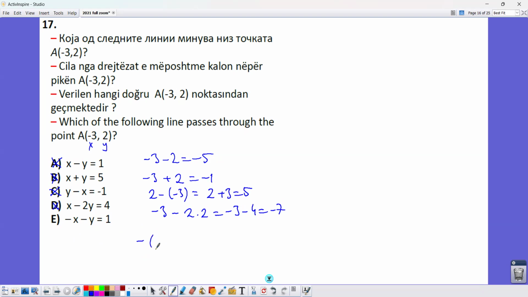I have minus 3 minus 2, which is minus and minus is plus, 3 minus 2, which is 1. So as you see, E works. So if you have a question in this way, you have to try all the answers, which one will work.